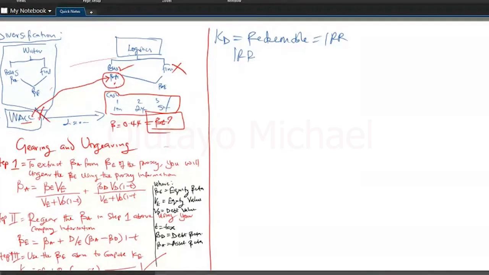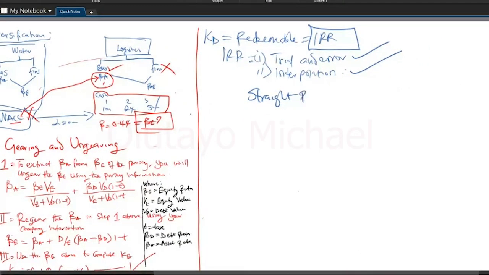IRR contains two processes or two steps. Step one, of course, is trial and error, which we work as if we are working with NPV. And step two is interpolation. This one is sweet. Interpolation.